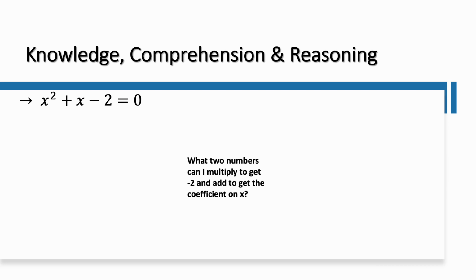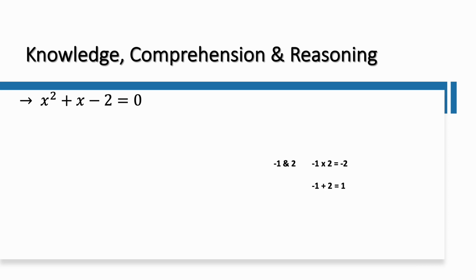So think about it. You should come up with -1 and 2. Why? Because -1 times 2 gives you -2. But if you add -1 and 2, what do you get? 1, which is the coefficient on x, which is the middle term. So -1 and 2 are key numbers.